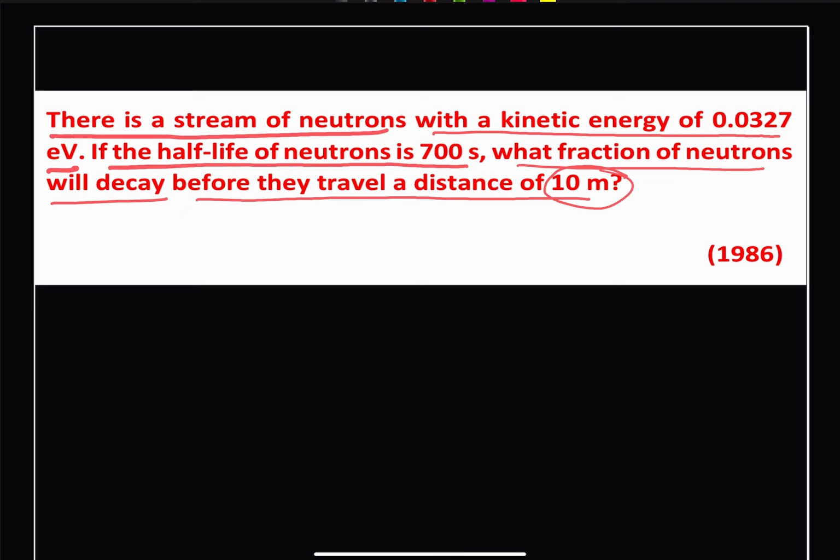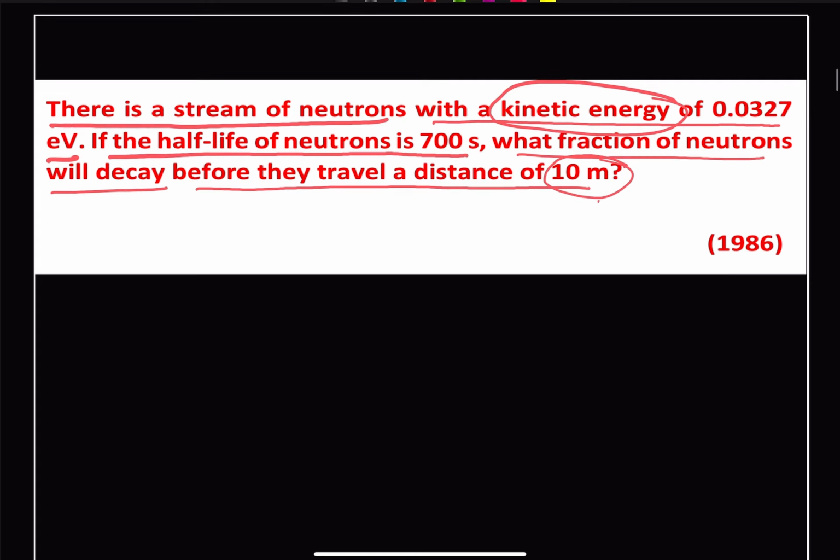And here we are going to use the exponential decay formula, N is equal to N naught e raised to power minus lambda t, and for that we require the value of t, that is the time, which we are going to find using the kinetic energy relationship. Distance is also given. So from kinetic energy we find the velocity, and then from the distance-time relationship we find the time.